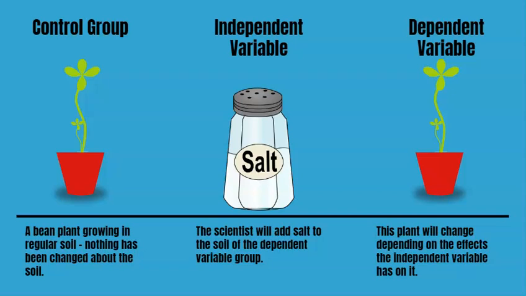Our independent variable would be the salt. This is what the scientist is changing. He or she is going to add salt to the soil of another bean plant. They'll add salt to the soil of this dependent variable. So this bean plant is going to change because salt's being added. And the scientist is going to study how does the salt affect this dependent variable.